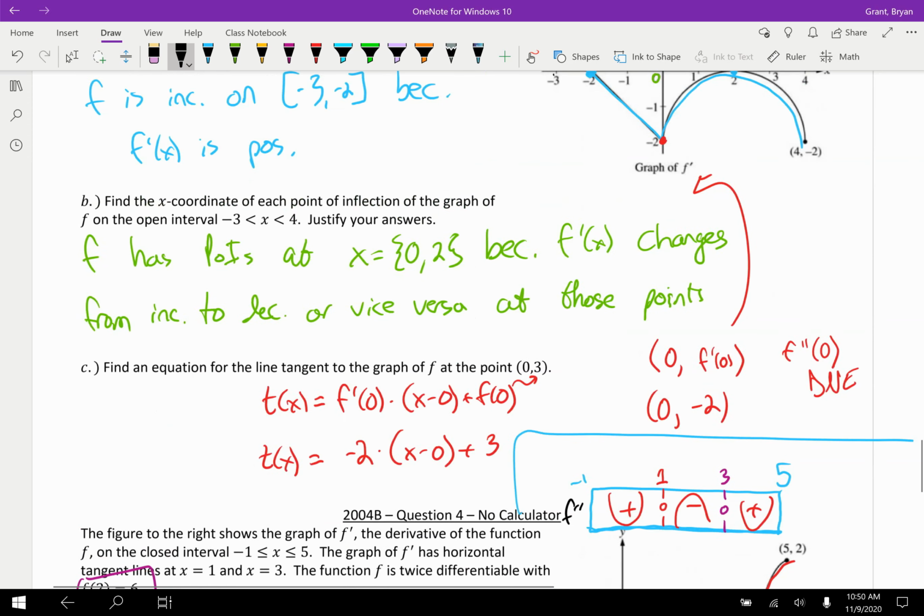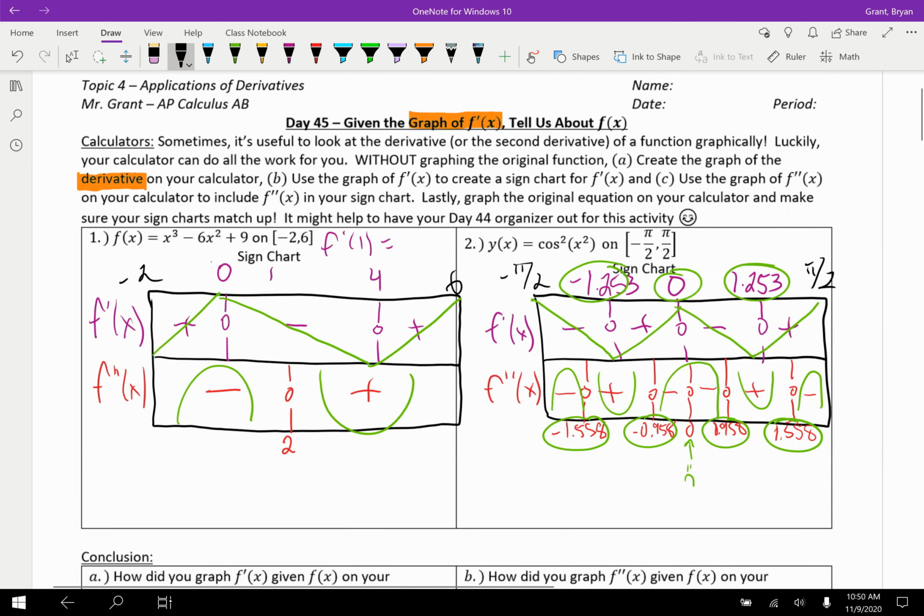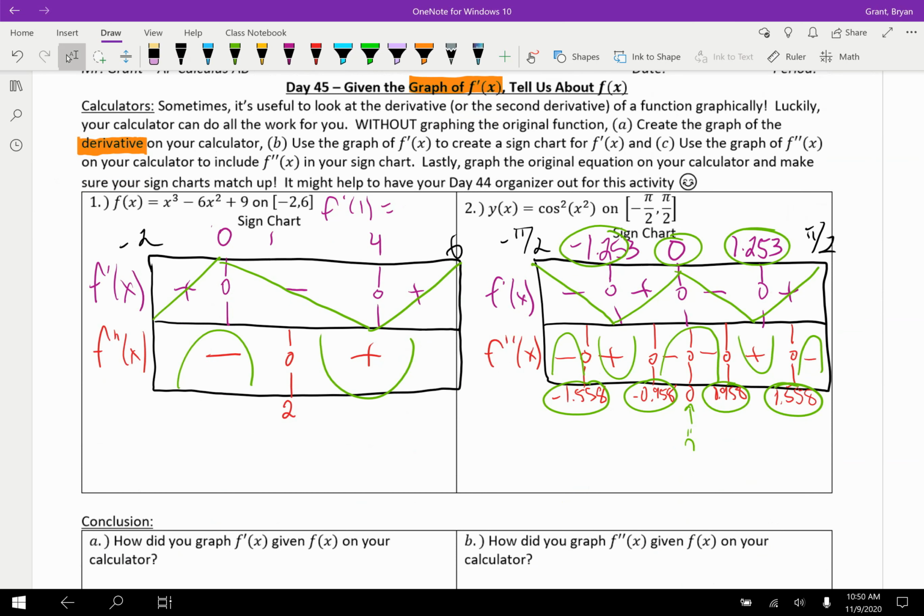Such a common question. Oh my gosh, they love it. Here is the graph of f prime. Now tell us stuff. I think we also had a really nice conversation about how to use our calculators today. Super important, so make sure you're comfortable with all of that.